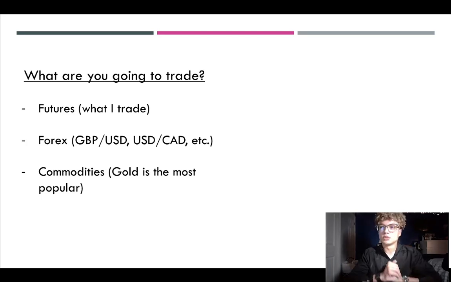And then you need to figure out what you're going to trade. I will always recommend futures. Futures is, one, the most regulated, so the most brokerages in the United States use them. It's super easy to set up.